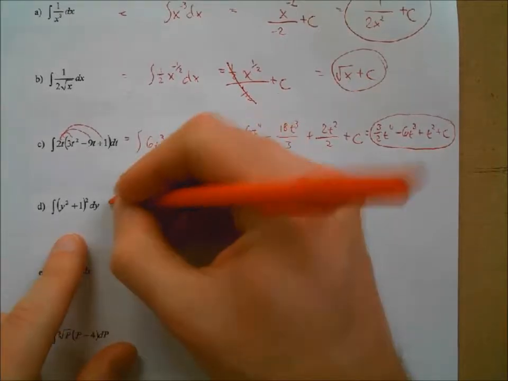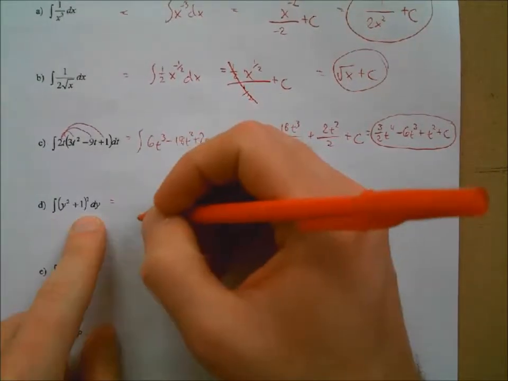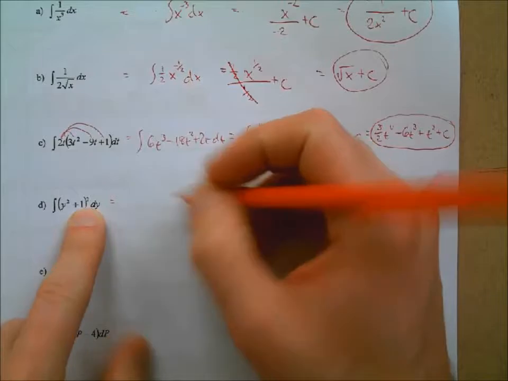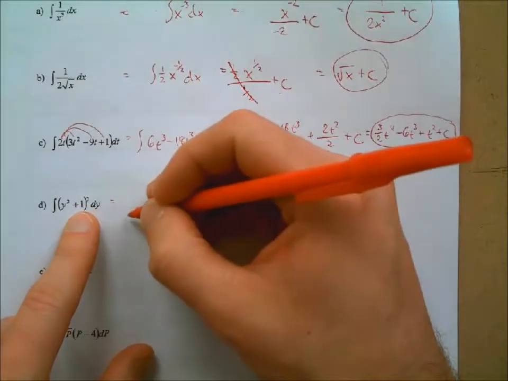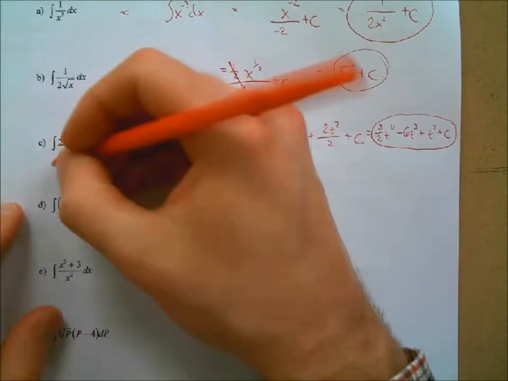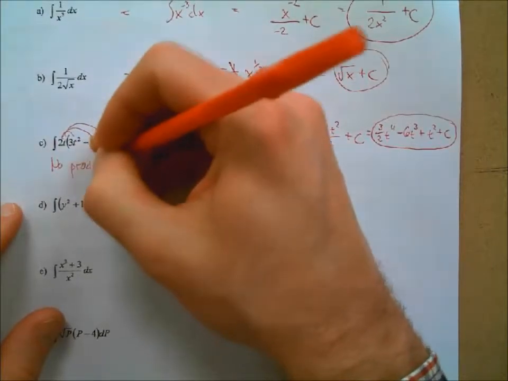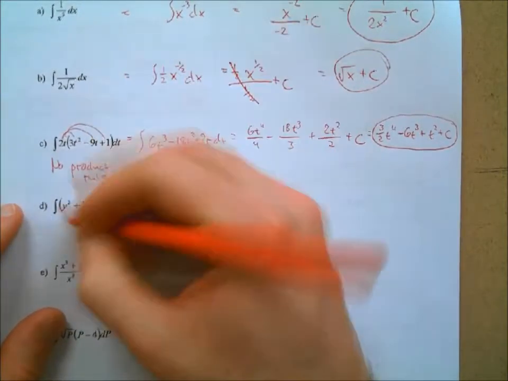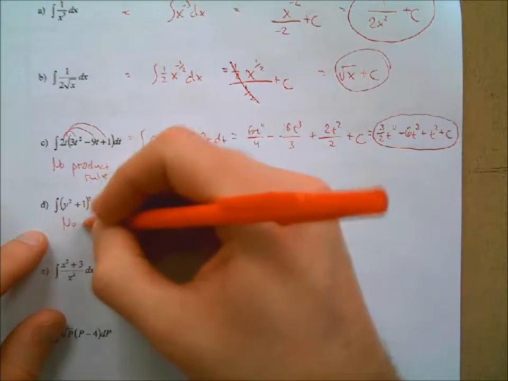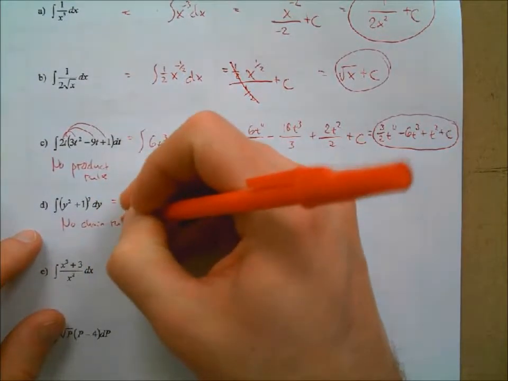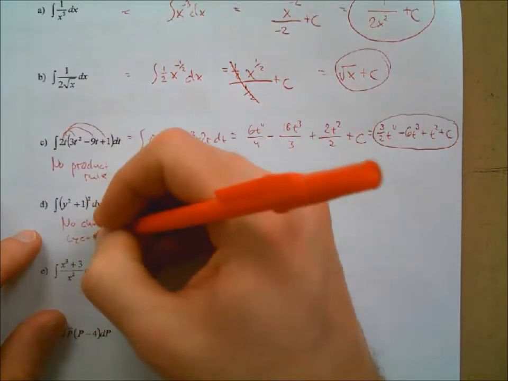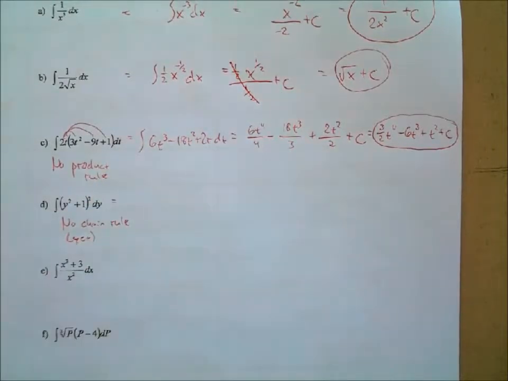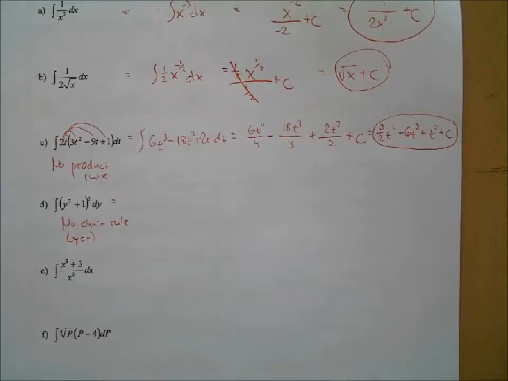All right. So next one, integral of y squared plus 1, quantity squared. So that's the same thing. Again, here there's no product rule. If we were to integrate this, we don't have a chain rule either. There's kind of a chain rule thing that we'll be learning, called integrating by substitution, but we're not quite there yet, and it's not quite what we want it to be.